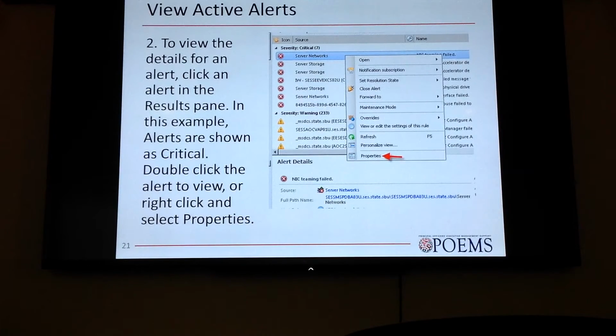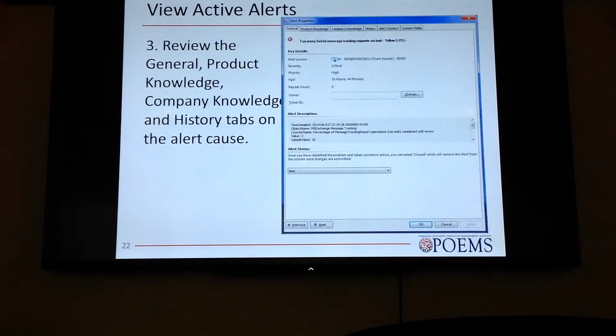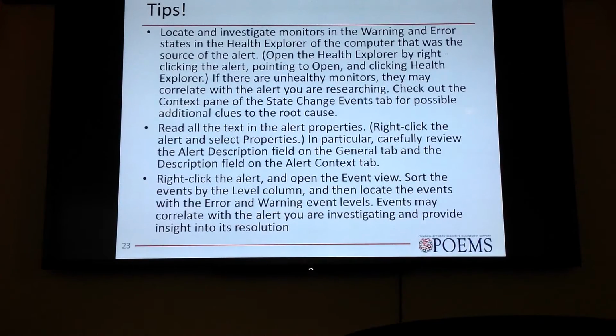This is just to view any details on any alert. You either double-click it or you right-click and go to Properties. And that will pull up that separate window that shows you the product knowledge, the company knowledge, and the alert history. And this is detailing what I just said. And these are some general tips, very general tips. Just read everything you can about the product knowledge and the company knowledge, just to see if anything pops out at you, what could potentially be the issue.